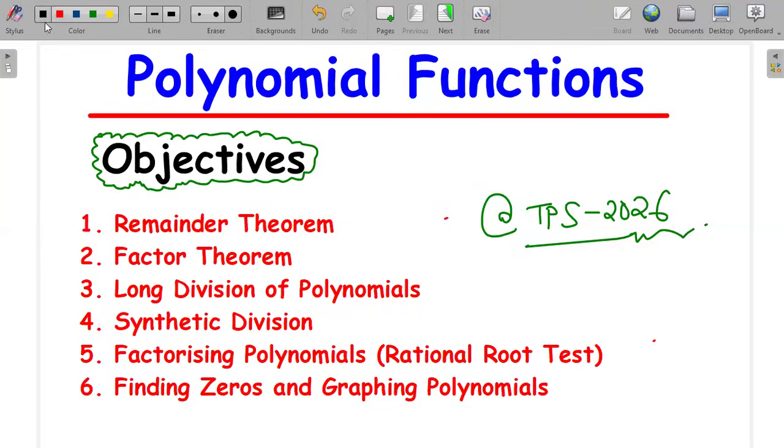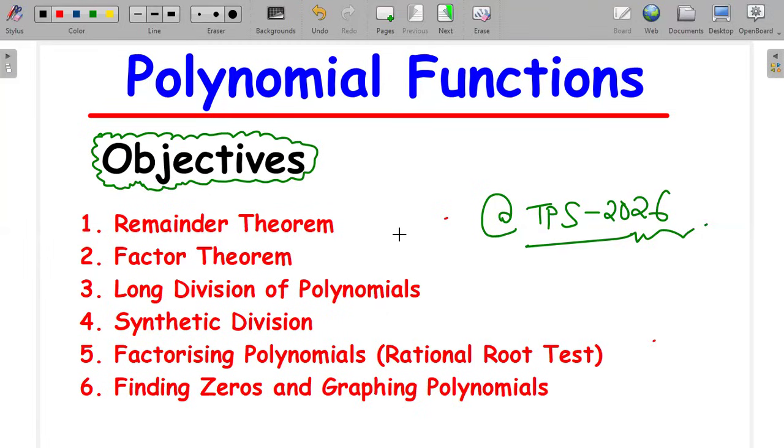You can see I've listed all the subtopics under polynomial functions. We're going to talk about the remainder theorem. We'll talk about the factor theorem. We're going to see how we can divide our polynomials using long division, and also we're going to learn the method of synthetic division of these polynomials. We're going to see how we can factor polynomials using what we call the rational root test.